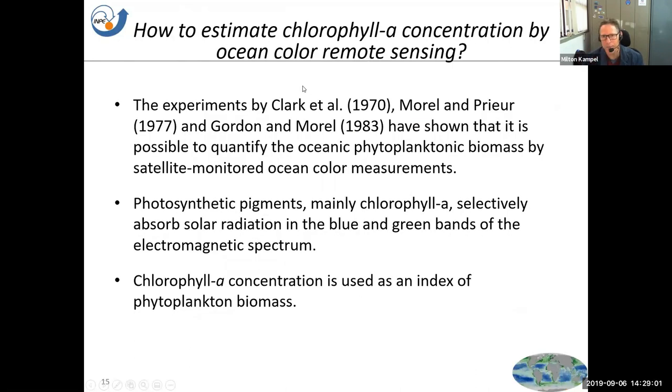So now, how can we estimate chlorophyll concentration with ocean color remote sensing? This is a very basic approach that started in the 70s and 80s, where the authors you can see on the screen have shown that it's possible to quantify phytoplanktonic biomass, indexed by chlorophyll concentration, with an ocean color radiometer. Photosynthetic pigments, mainly chlorophyll-a, absorb solar radiation differently at different wavelengths, such as the blue and red, and do not absorb in the green. Chlorophyll-a concentration is used as an index of phytoplankton biomass, although you should note that the relation between cellular carbon and chlorophyll is not as stable as you'd like.